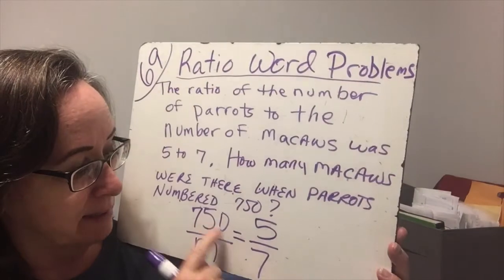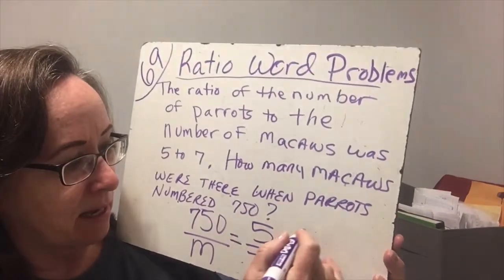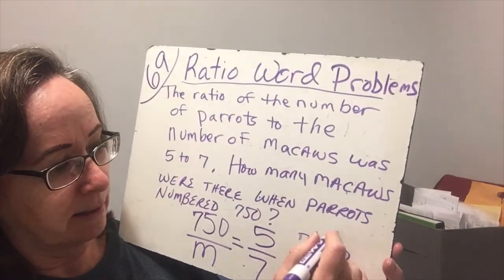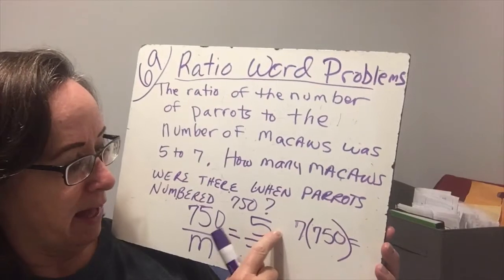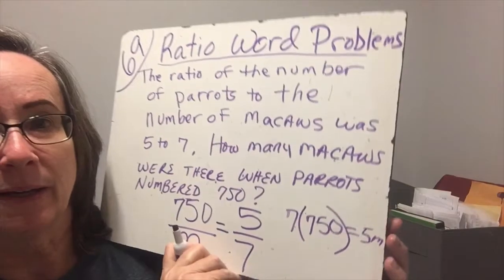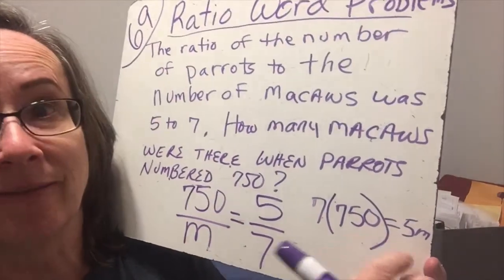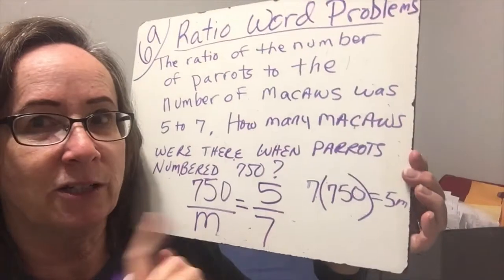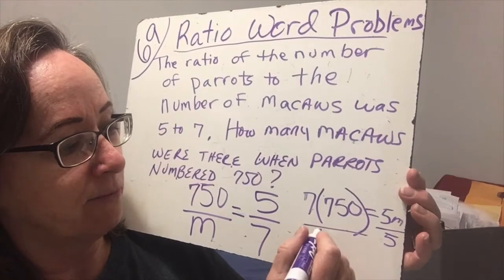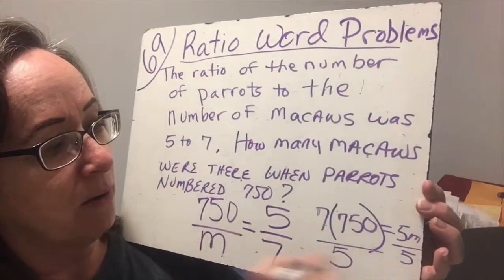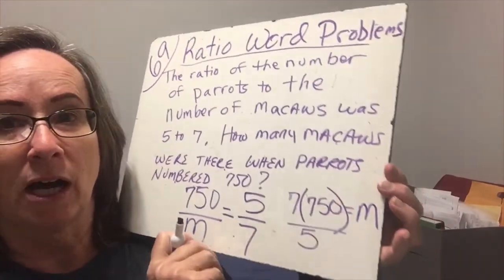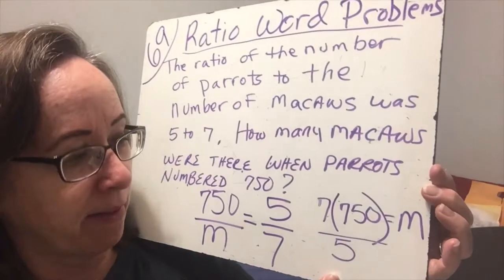So we're going to cross this way and say 7 times 750 equals 5 times M. Now that's very tiny, but that says 5M. So now we're going to get M by itself by dividing by 5 and dividing by 5. Now this side over here is just equal to M, the number of macaws. So all we have to do is this math.